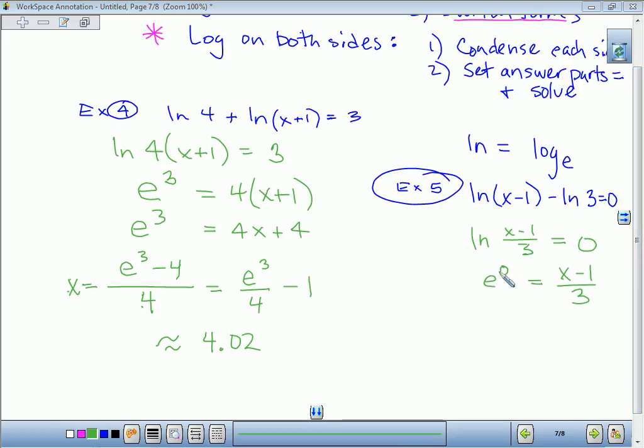Now, e to the 0 you could do on your calculator, but any number other than 0 raised to the 0 power is 1. Now, when we have a fraction, we always multiply by the denominator. And we get 3 equals x minus 1, so 4 is the exact answer for x. And there is no approximate, we just have the exact. Make sense?